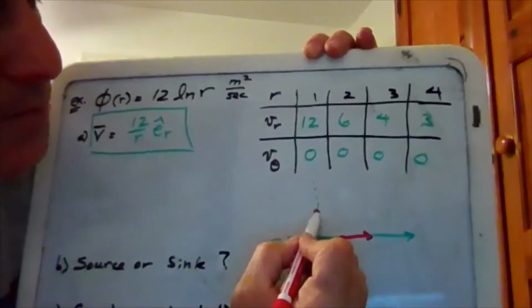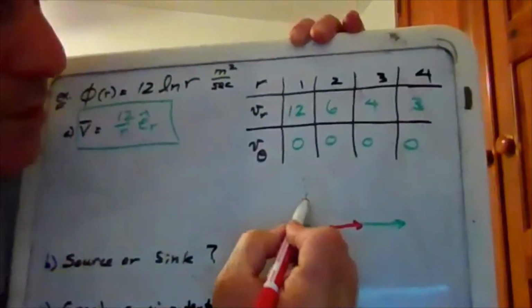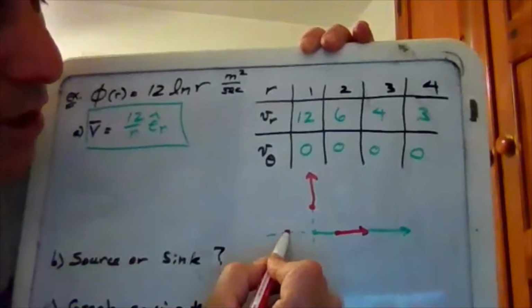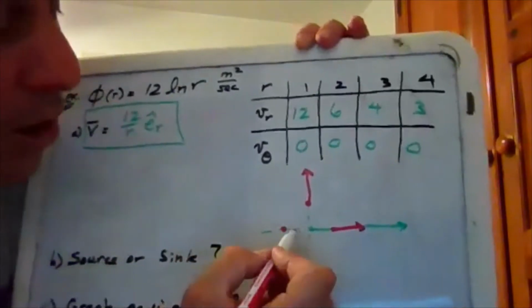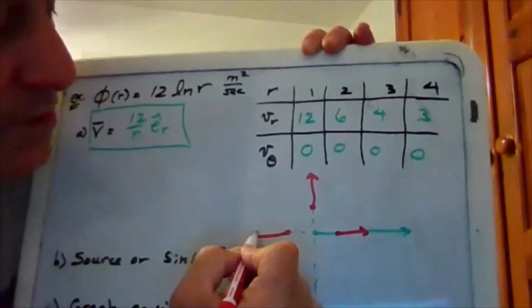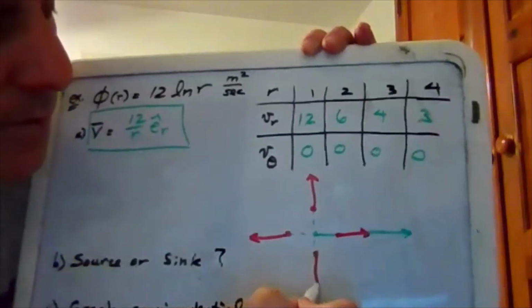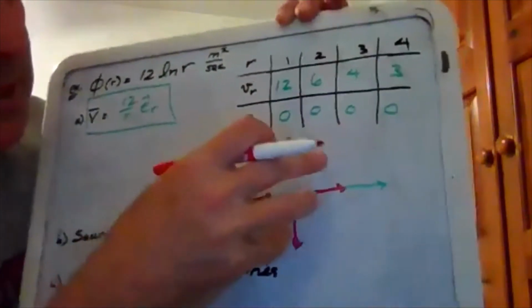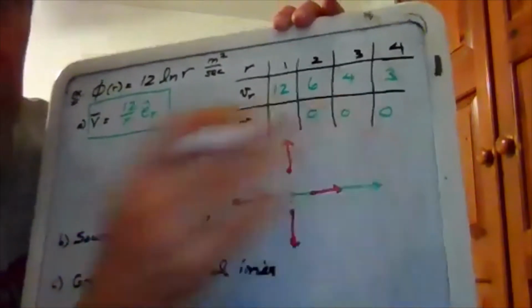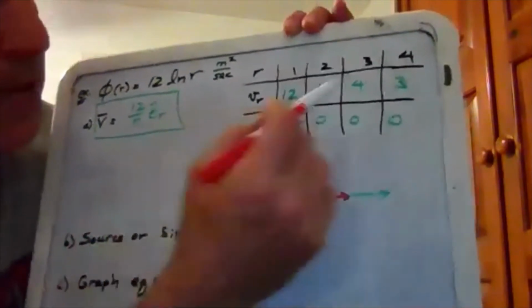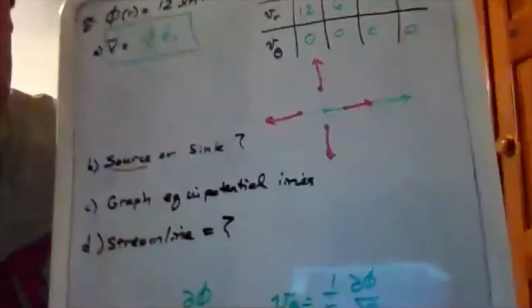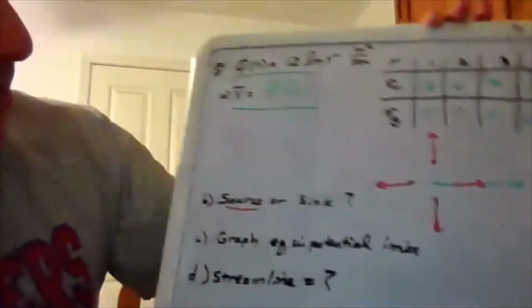Okay, how about this point right here? This is also r equals 1. It would be out there like that. And over here, this point is also r equals 1. They're all r equals 1, and the velocity is all outward. And we could do another graph for r equals 2, which would show the velocities all going outward, but not as fast. And the same thing with 3 and the same thing with 4. So this is a source. This is something that's creating outward flow.